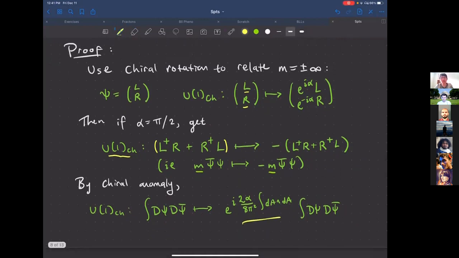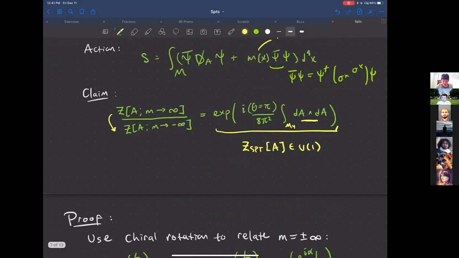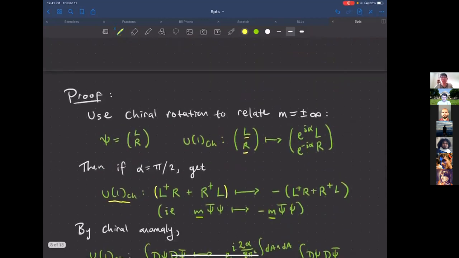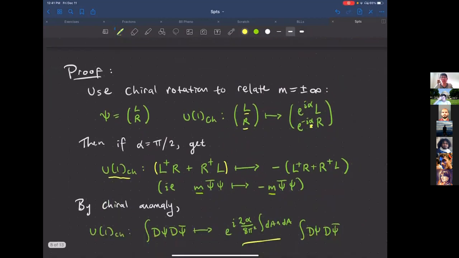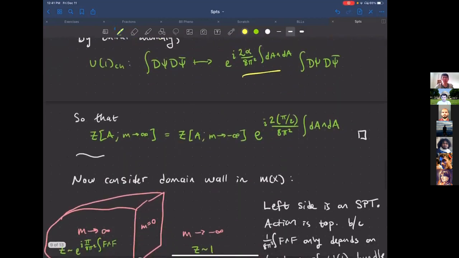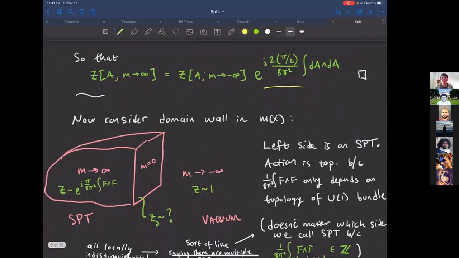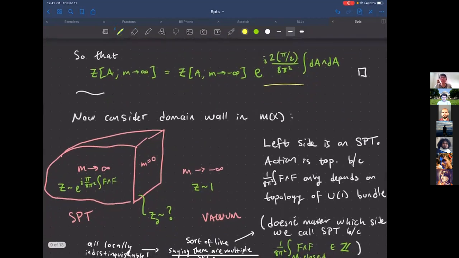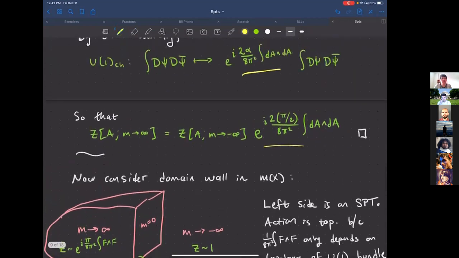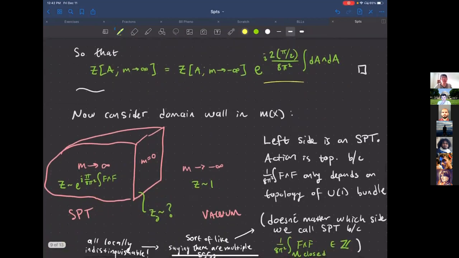And because of this phase, the ratio of these two partition functions is this thing. This is the same phase. I've just taken theta equals pi here to be given by the pi over 2 of this alpha that I need to relate the two things. So the conclusion here is that this is what happens by the chiral anomaly. Okay, I'm not going to talk about that yet.